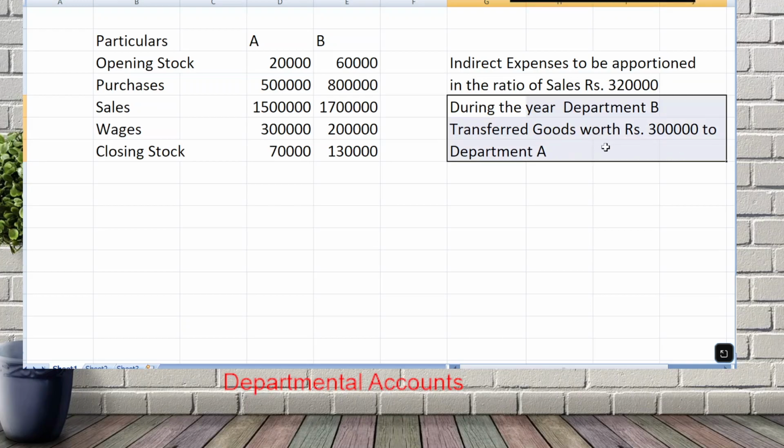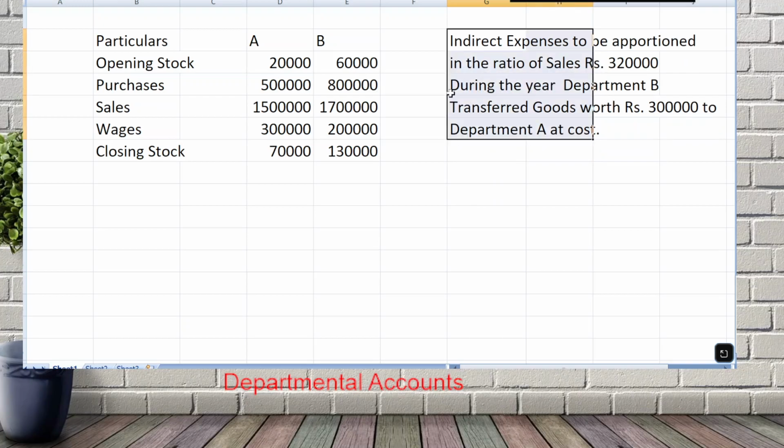During the year, Department B has transferred goods worth 3 lakhs to Department A. Who transferred to whom? B transferred to A. At what price? At cost. That means there is no profit element involved. That's all. The question is to prepare the departmental trading account and P&L account.